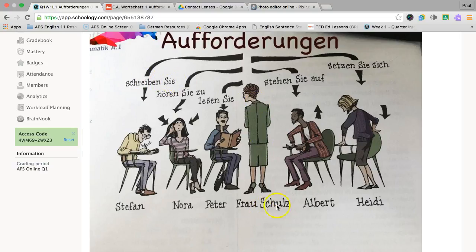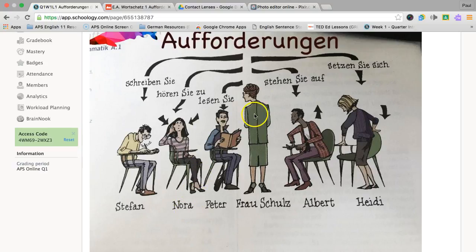So Frau Schulz sagt zu Stefan, schreiben Sie. Alright, let's break that sentence apart. Frau Schulz sagt zu Stefan. So sagt here means says. So she says to Stefan, schreiben Sie. What do you think that means? Look at what he's doing. Well, he's writing. So that schreiben Sie means write. Hey Stefan, schreiben Sie. That means hey Stefan, write.